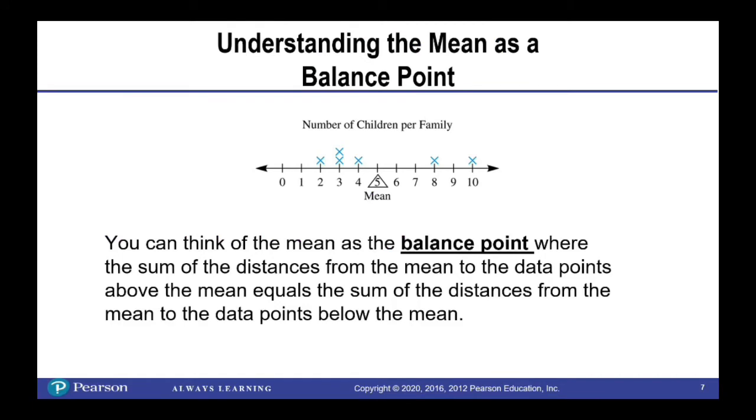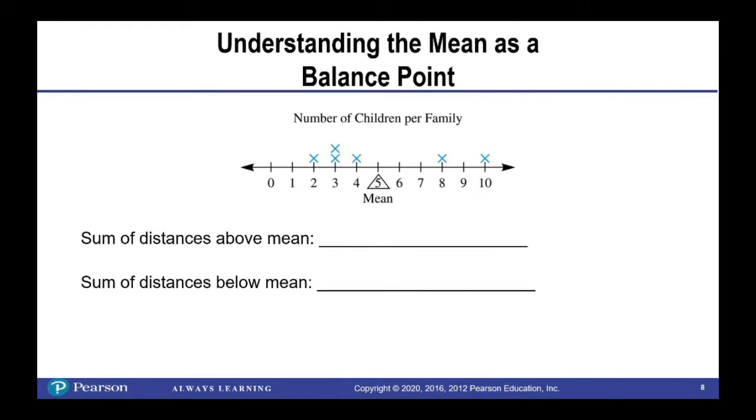You can think about the mean as the balance point of our data. If I think about the distance between each of my data points and the mean as the balance point, the sum of the distances of the data points above the mean is the same as the sum of the distances of the points below the mean. So look at our example. Here our mean is 5. First, let's look at our two data points that are above the mean. 8 is 3 away from 5, and 10 is 5 away from 5. 3 plus 5 is 8.